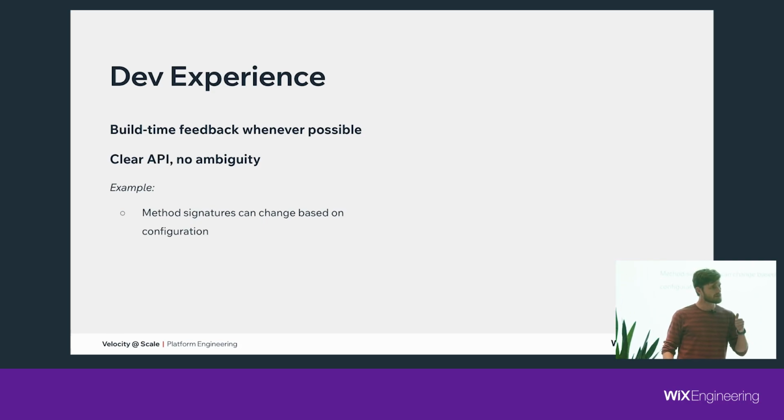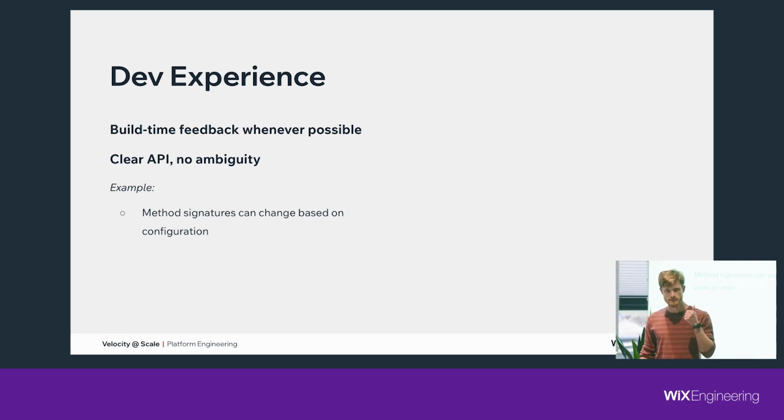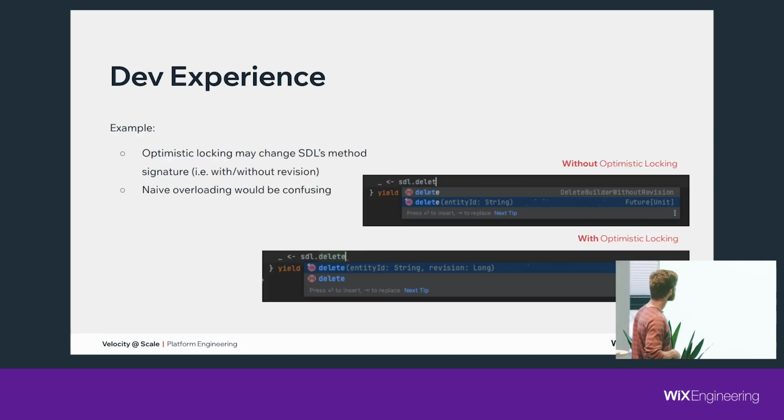First of all, provide feedback to the developer as fast as possible, preferably at build time. I did something wrong, my build just doesn't compile. I cannot proceed. If you cannot provide feedback at build time, make it at runtime or startup time. I cannot start my service, I cannot run my test without getting an exception. Second thing, clear APIs. APIs without ambiguity. It sounds nice and fun, but let me give you one example of how it may look.